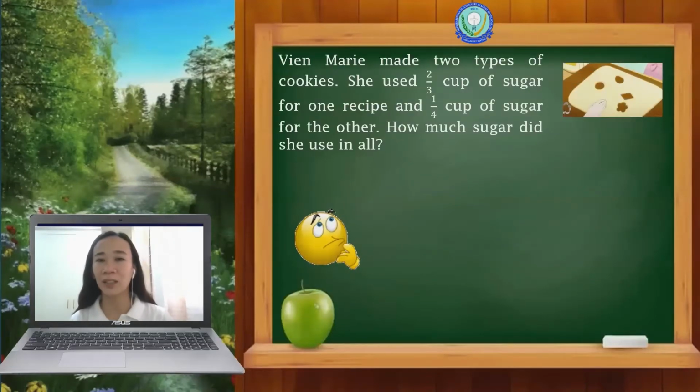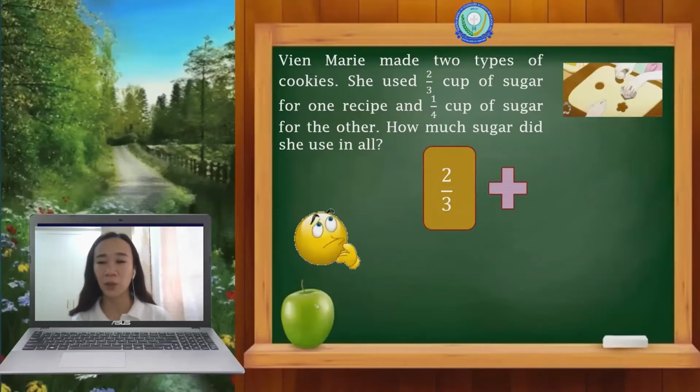Here is Vian Marie, and she is making 2 types of cookies. She used 2/3 cup of sugar for one recipe and 1/4 cup of sugar for the other. How much sugar did she use in all? Based on the question being asked, we will need to add the amount of sugar Vian Marie used. Okay, so that is 2/3 plus 1/4.